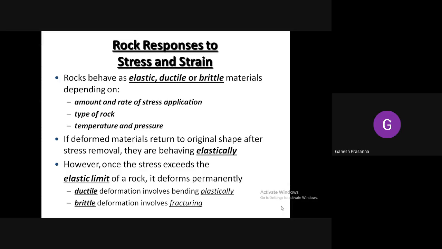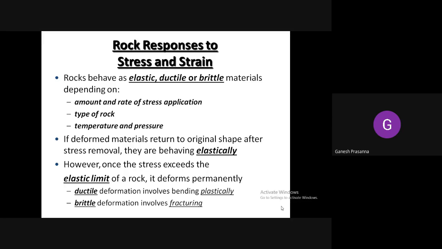Okay, if the materials do not return to their original shape even after being deformed, if the particles do not return to their original shape after being deformed, it is called ductile deformation. Or if the particles break, if the permanent rupture or breakdown of a rock takes place, then it is called fracturing or brittle deformation.